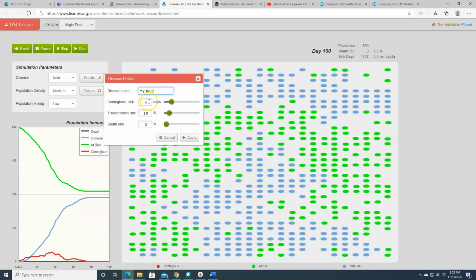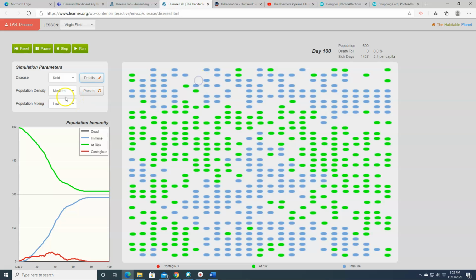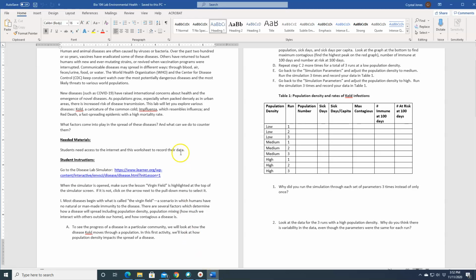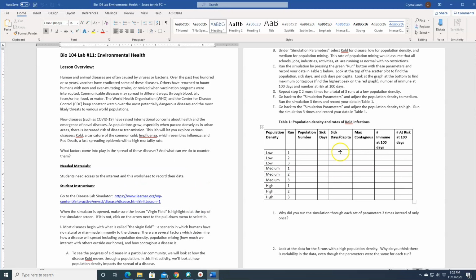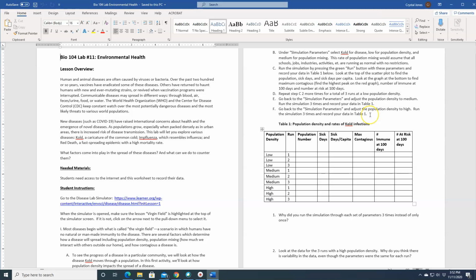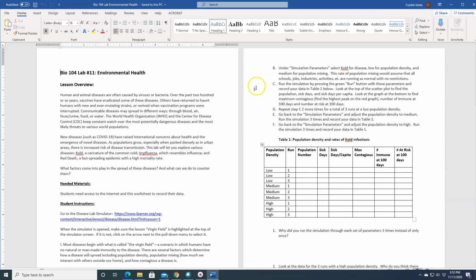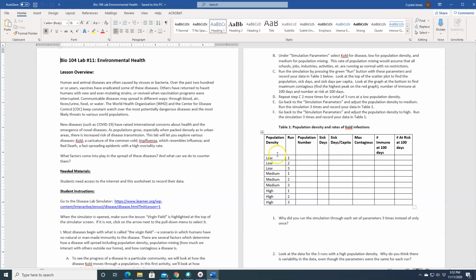So you're sick or contagious for 5 days when you catch the cold. The transmission rate is 10%. That means if you're exposed to 10 people, one of them is going to get the disease. And again, the death rate on this is 0. Nobody's dying of a cold in this example. So in our first scenario, we're going to look at the cold, and in this simulation, we're going to look at how population density impacts how the cold spreads.